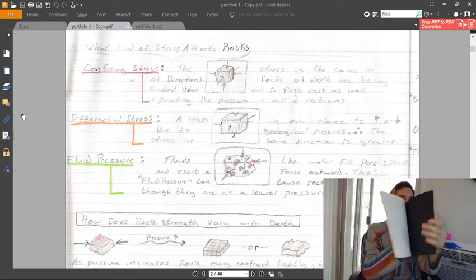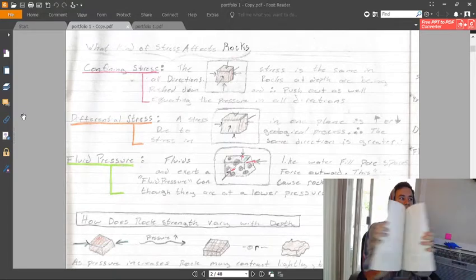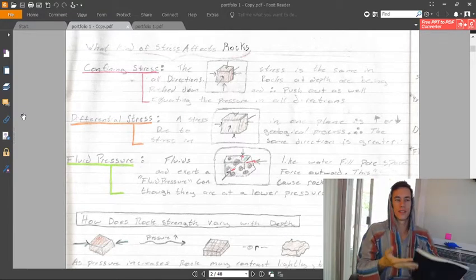Oh, this is my notebook, by the way. So you can see, look at the majesty. You'll see that later.